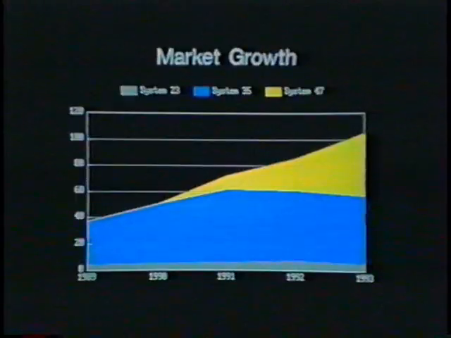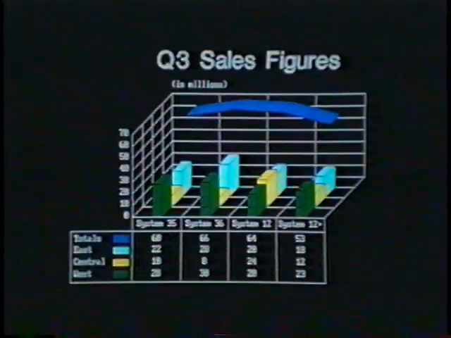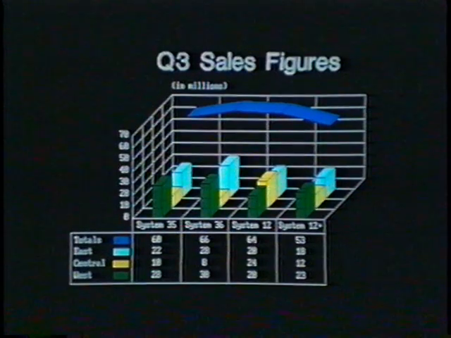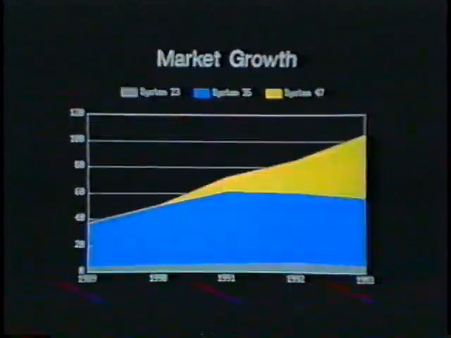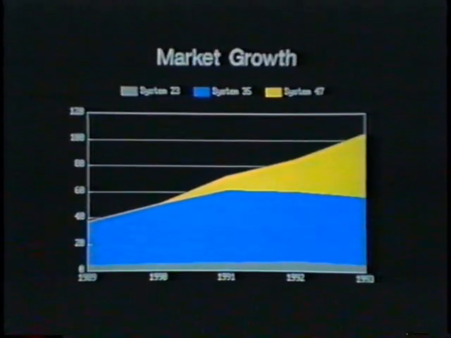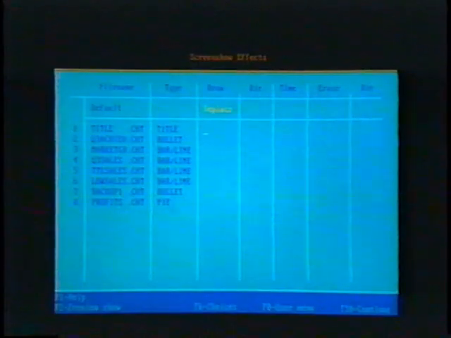Okay, market growth, sales figures. This is out of order. I wanted market growth after sales figures, not before it. No problem. Back on the effects screen, put the cursor on the chart you want to move. Then hit Control and the up or down arrow. It'll move wherever you want it.